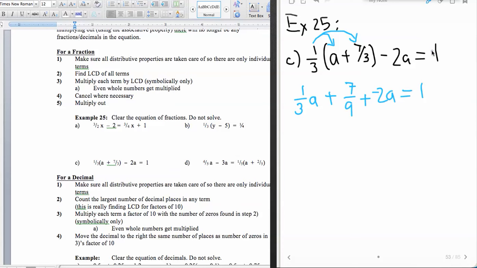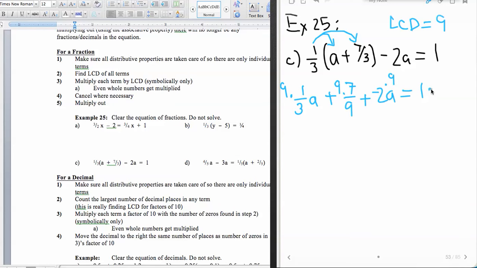Now at that point we want to find the least common denominator between all of our denominators. We have a denominator of 3, a denominator of 9. Remember, this one has a denominator of 1, and so does this one. Don't confuse a whole number with what the denominator is. So our least common denominator in this particular instance is going to be 9. So we're going to multiply every single term by that LCD, which is 9.